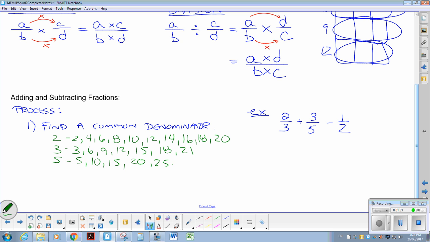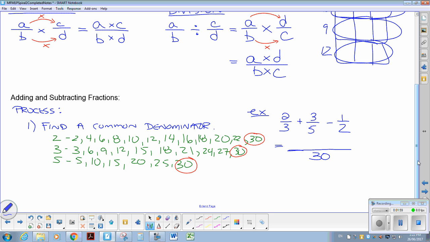So 25, 30, let's go up to 30. So 22, I know I'm going to get to 30 with this, going up by 2s. What about this one? 24, 27, 30. All right, so we have our common denominator of 30. So over here, we now are going to write each fraction, and what I'm going to suggest, we know the common denominator is going to be 30.